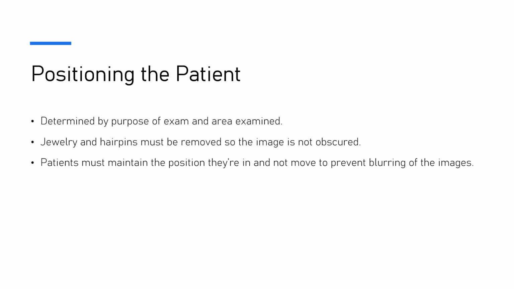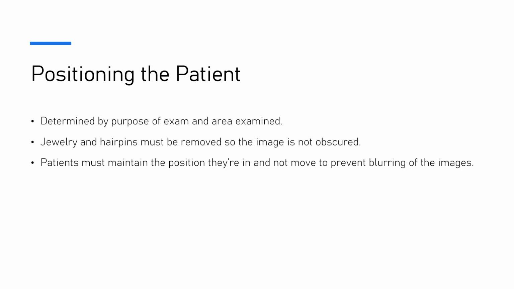Okay, positioning the patient. The position is going to depend on what type of scan it is, as well as what they're looking at, what specific body part they're going to be viewing. Jewelry and hairpins must be removed so that they're not obscuring the image. If it is more of an emergency, sometimes those things don't matter quite as much, but normally they're going to tell you to remove anything like earrings, anything in your hair that's going to be metal. They'll have you remove your bra if it's got wire in it, necklaces, bracelets, those types of things.